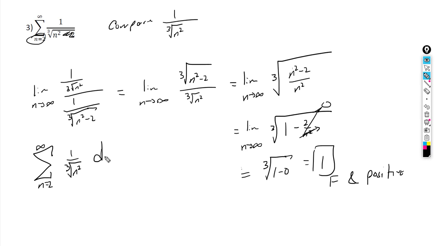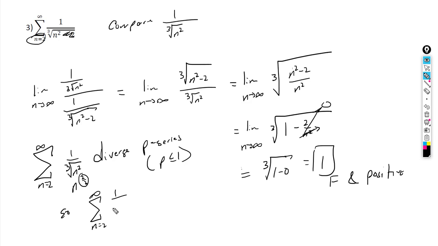Well, this is going to diverge. Why is it going to diverge? Because of the p-series test. Okay, p-series, the p-value, this is actually n to the 2/3. Because this is less than or equal to 1, it's going to diverge. So then we know that the original function, n equals 2 to infinity, of 1 over the third root of n squared minus 2 is going to diverge also because of the limit comparison test.